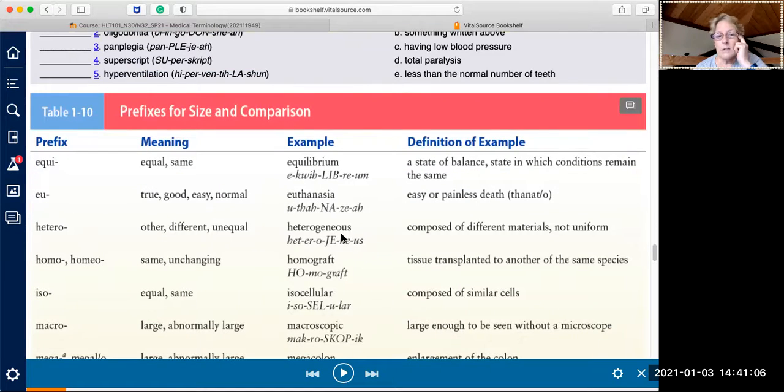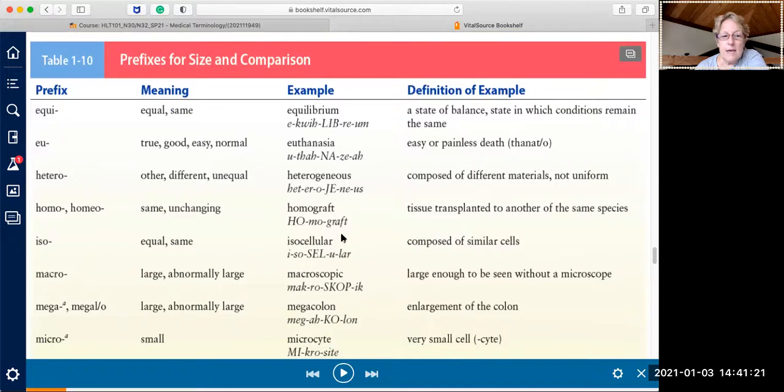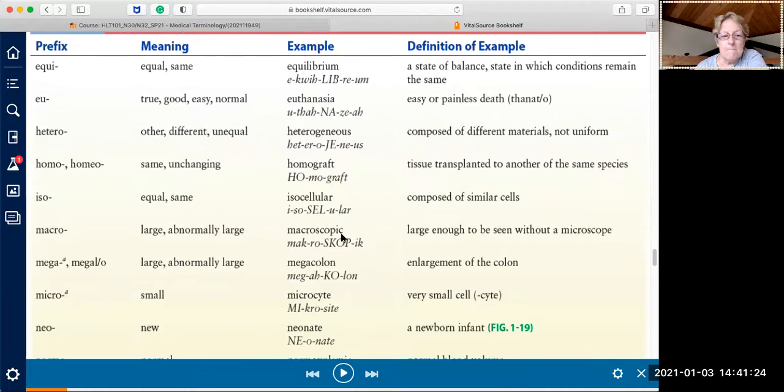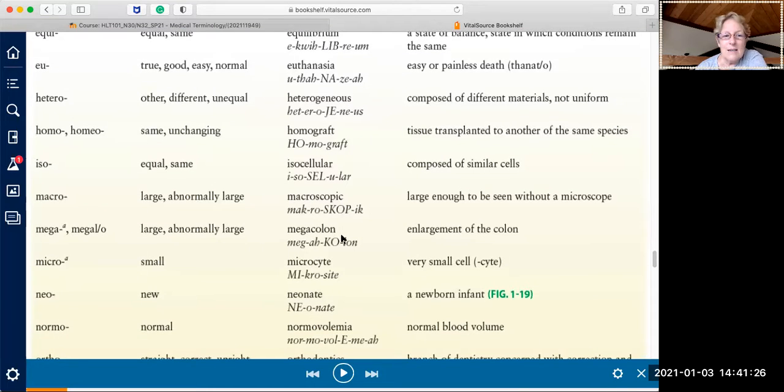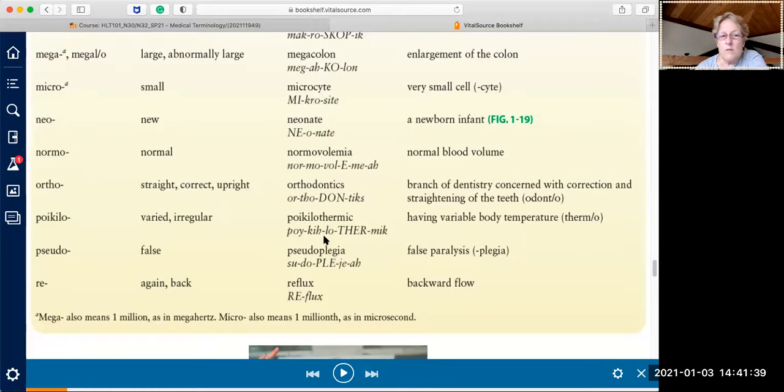Then you also have size and comparison, between equilateral. You see these things in math too, or equilibrium, whether or not somebody is dizzy or not. Homeostasis, you'll see that. And isometrics, you see that in math. And here we're using it isocellular, so the same or equal to something else, micro. So most of these terms you probably have heard already before.